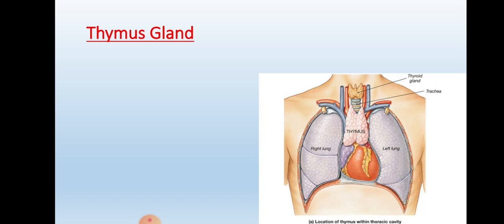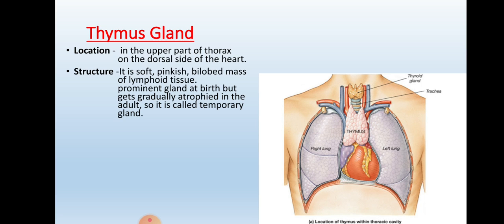The thymus gland is located between the two lungs on the upper part of the thorax, dorsal to the heart. You can see it as a soft pinkish bilobed mass of lymphoid tissue. It is a prominent gland at the time of birth, but it gradually atrophies or shrinks in adults, so it is called a temporary gland. The secretion of the gland is called thymosin. It is very easy to relate the name of the gland and its secretion. The secretion of the thymus gland is thymosin.